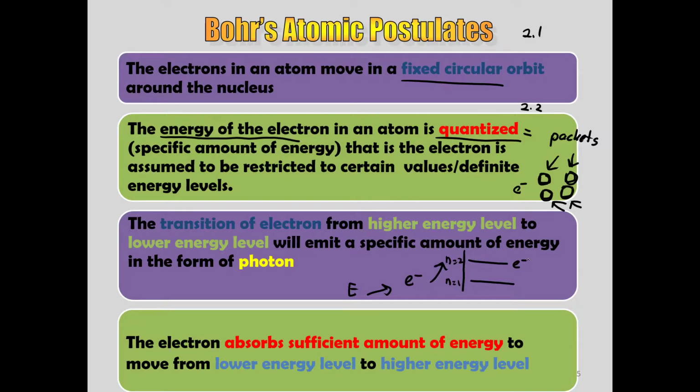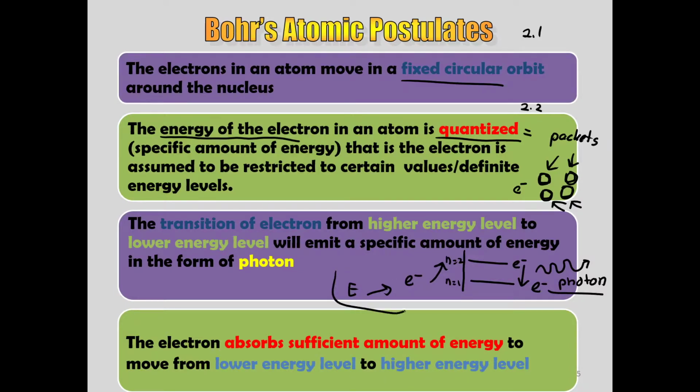Okay, electron ni dia jenis orang yang rendah diri lah. So kalau dia kaya sangat, dia malu, dia tak suka duduk kat tinggi-tinggi, dia suka duduk kat bawah balik. So dia turun. Bila dia turun ni, dia akan keluarkan energy in forms of photon. And if you guys pernah dengar, photon is the light. Okay, cahaya yang you nampak is called photon lah. Okay, and lastly, the electrons absorb sufficient amount of energy untuk move from lower to higher energy.